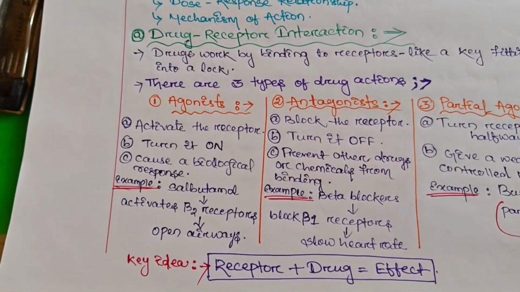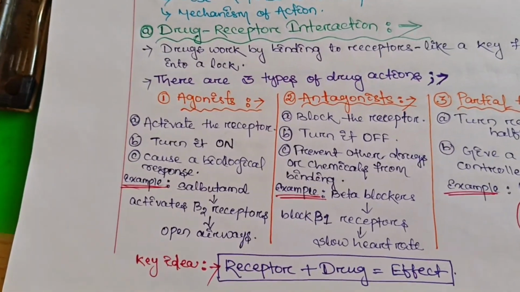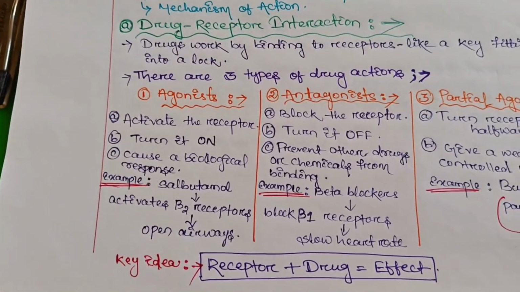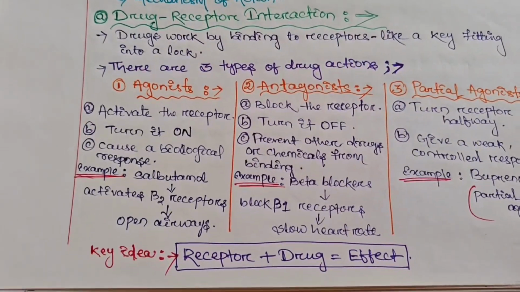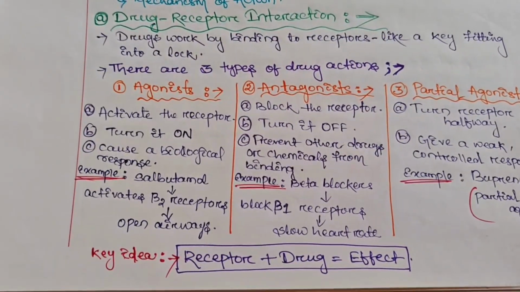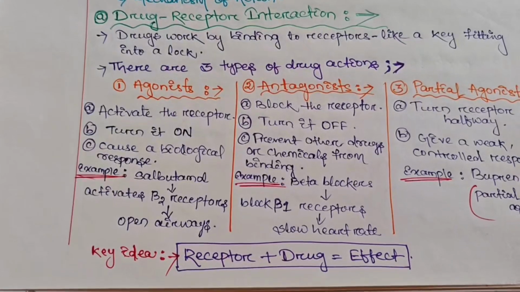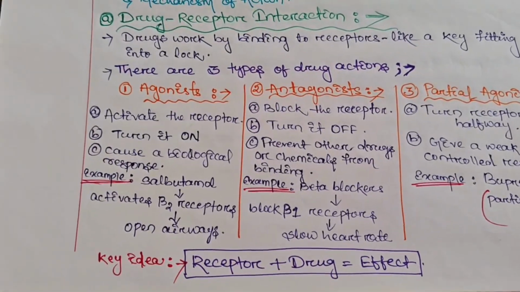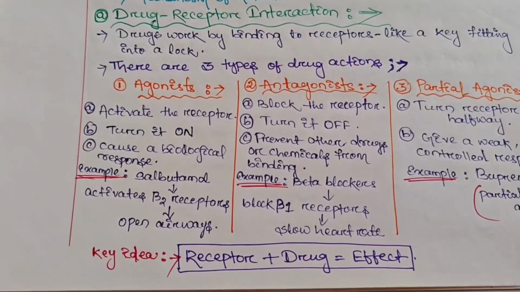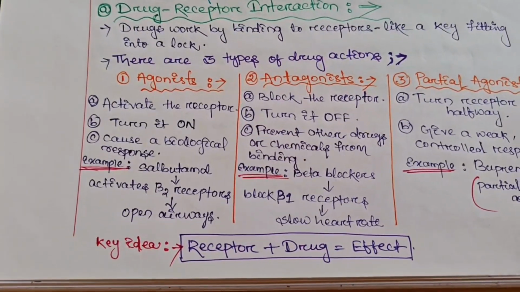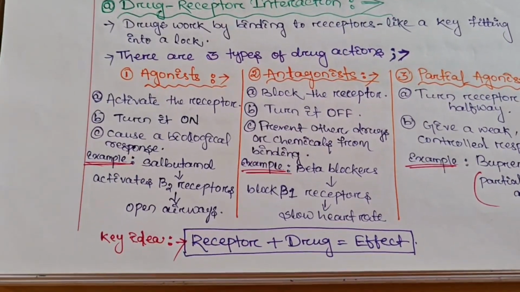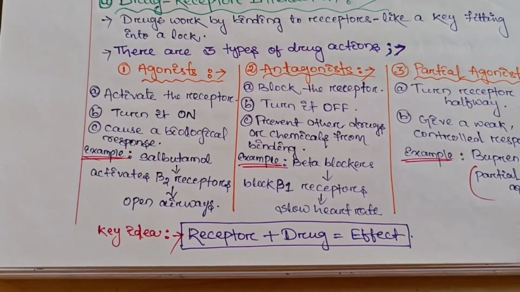Then we will discuss that there are three types of drug actions. First is agonist, second is antagonist, and third is partial agonist. So what do you mean by agonist? The agonist can activate the receptor, which can produce the full response, and it can be turned on, causing the biological response. An example is salbutamol, which can activate the B2 receptor, which can open the airway.